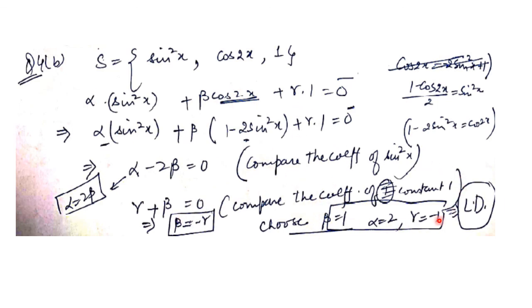So in this case, we will get non-zero values of alpha. If we put alpha to be 2, beta to be 1 and gamma to be -1, all these terms cancel out, so you get 0. So we get the values of alpha, beta, gamma to be non-zero, such that this equation is 0. So therefore this set is LD.